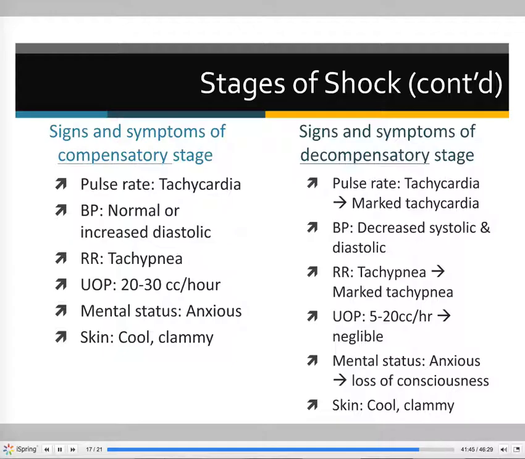Now the pulse is even higher. You begin to see a decrease in systolic blood pressure with the increase in blood loss or increase in symptoms. The respiratory rate goes even higher, and the urinary output gets even lower. And at this point, the person's confused. And then class 4, the preterminal or refractory stage: pulse above 140, marked tachycardia, decrease in both systolic and diastolic blood pressure, respiratory rate really high, and urinary output negligible. Persons lose consciousness.